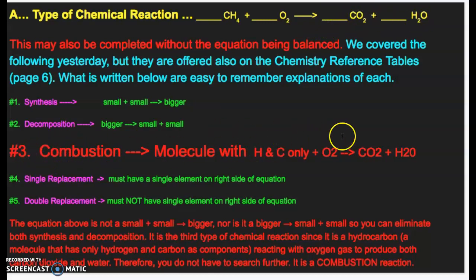So it's number 3. I would suggest you don't go any further. You just do these in the same order, and that's fine. If you need more information on these, we covered these yesterday, but go to your reference table and go to page 6 underneath the solubility rules, and you'll find those. But this is a combustion reaction. So the type of chemical reaction is combustion.